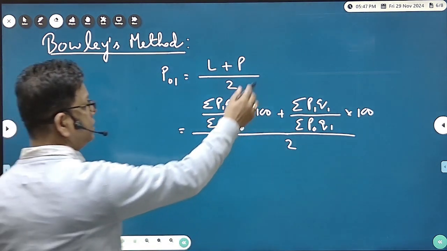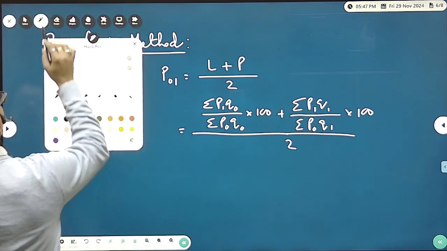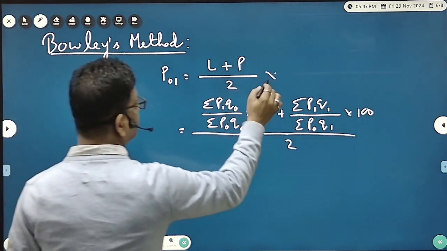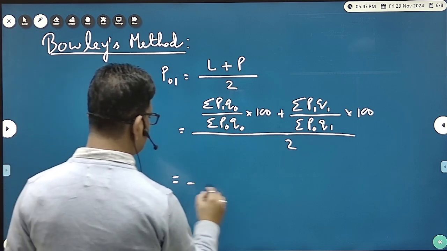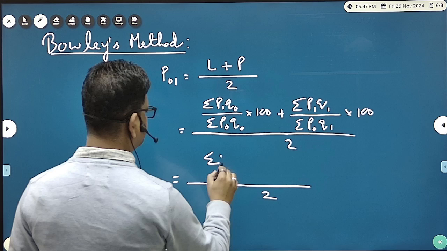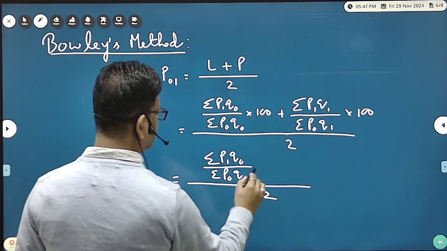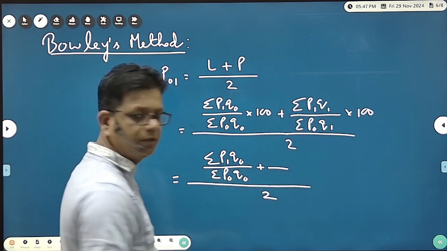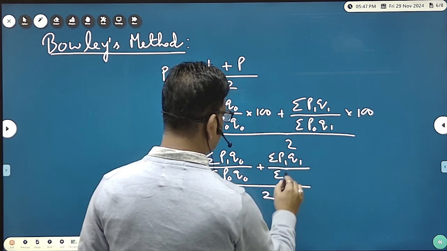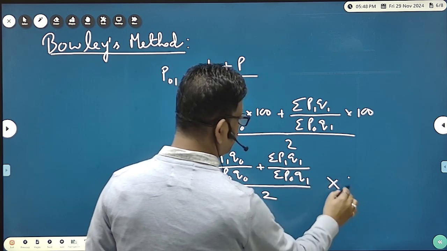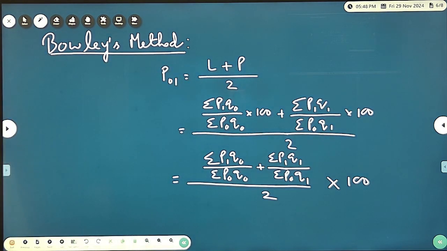So this 100 which is written there in the book is wrong, right? This 100 is not required right now. It is required in the next line. That means I am correcting it now. So it is summation of P1 Q naught divided by summation of P naught Q naught, plus, the 100 is taken common, summation of P1 Q1 divided by summation of P naught Q1, whole multiplied by 100. Got my point? Because the 100 is taken common from both the terms.